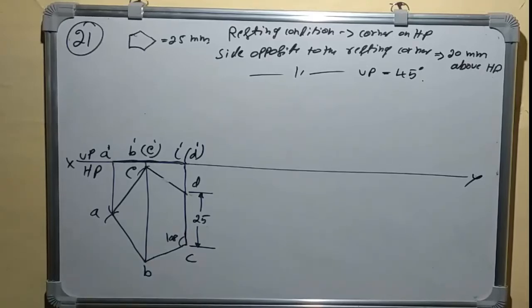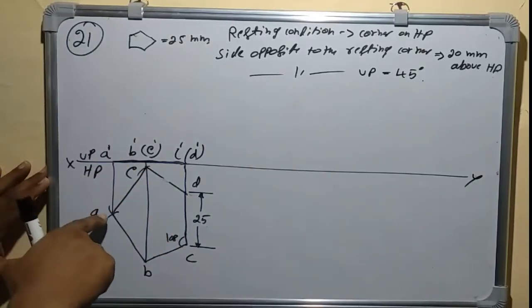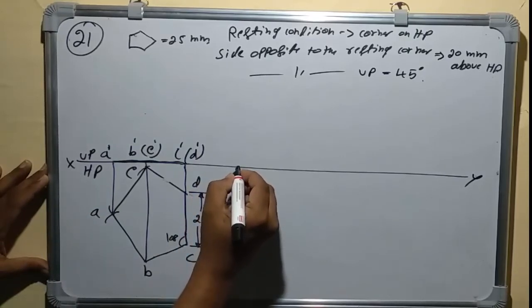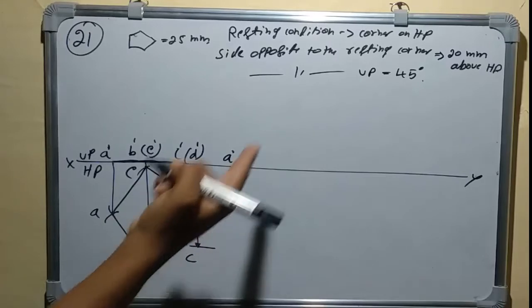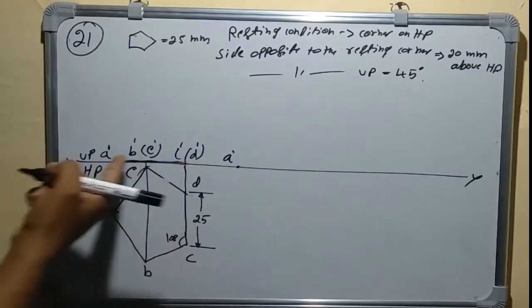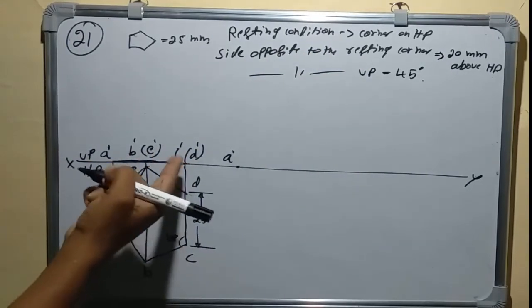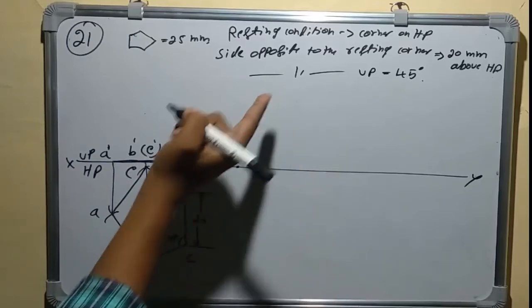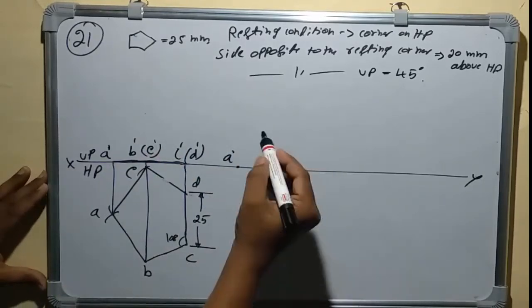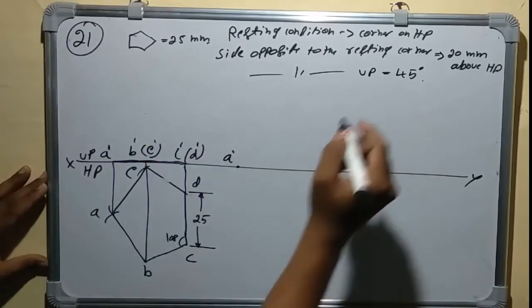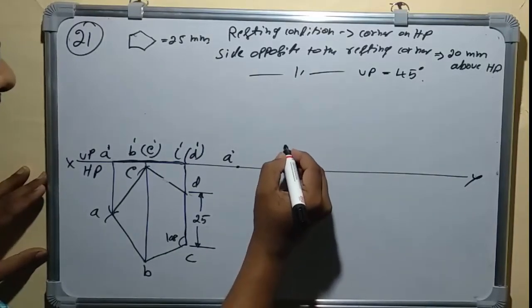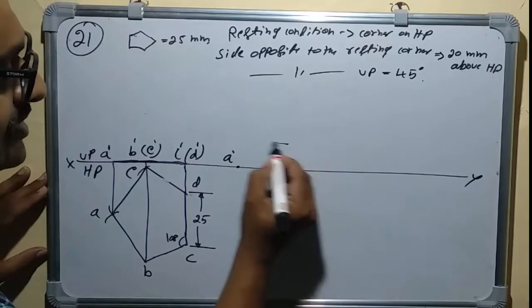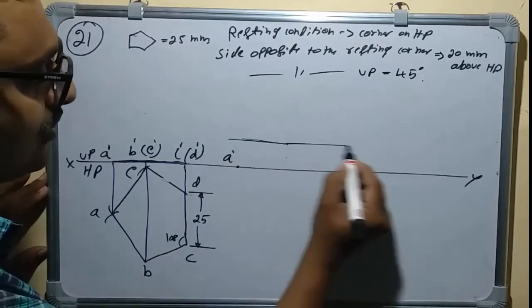Okay, next step. As usual, first we will mark the resting condition. Here the resting condition is the corner, so we take the corner A dash and mark that first. And here the given condition is that the side opposite to the resting corner is 20 mm above HP. So we need to first take the 20 mm locus line. From anywhere you can take it, here 10 and 20. So from this point, draw the locus line.